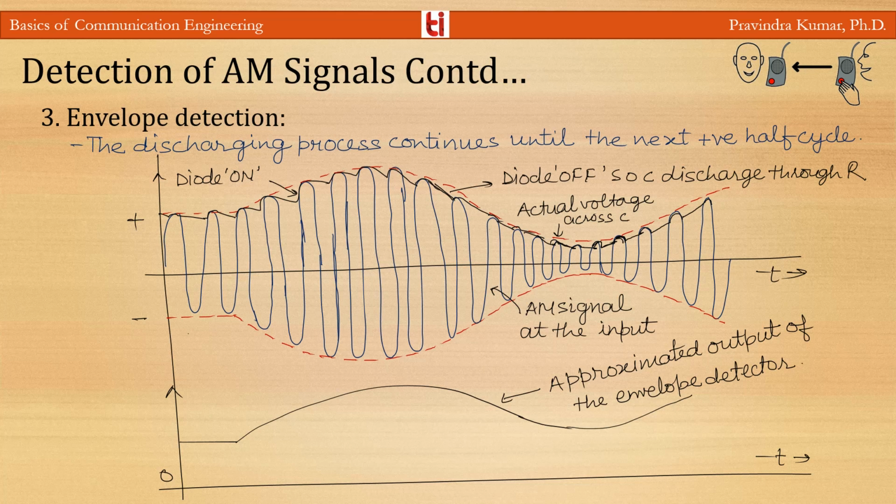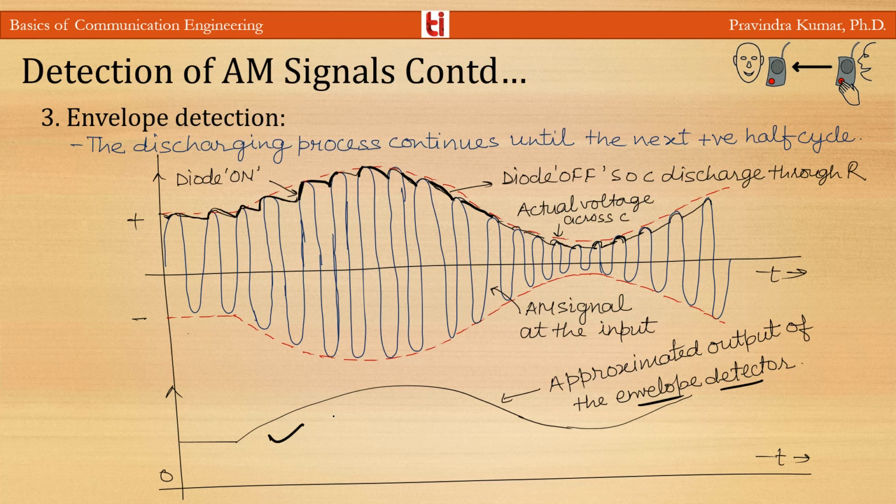This is when the diode is on, and the capacitor is going to charge. And in this condition, the diode is off and the capacitor is going to discharge through R. So using this, we can approximate the output of the envelope. It will follow the path of charging and discharging. So the approximated output of the envelope detector will be like this figure. And this is the baseband signal.